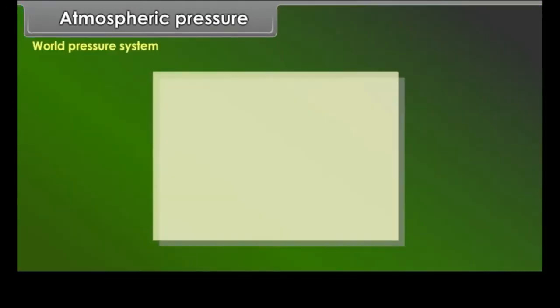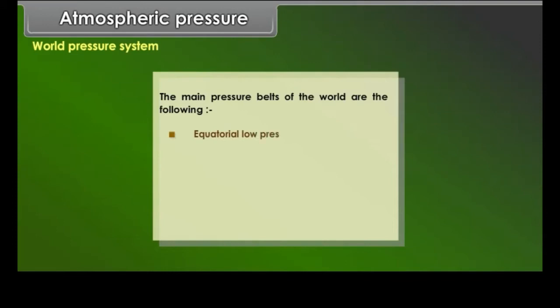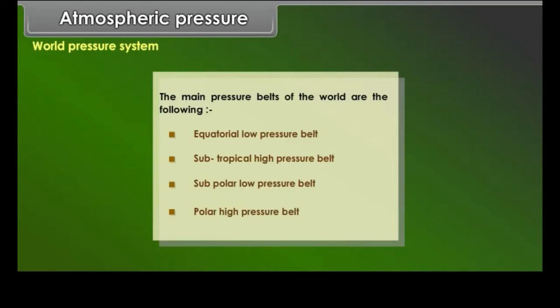World pressure system. The main pressure belts of the world are the following: Equatorial low pressure belt, Subtropical high pressure belt, Subpolar low pressure belt, Polar high pressure belt.